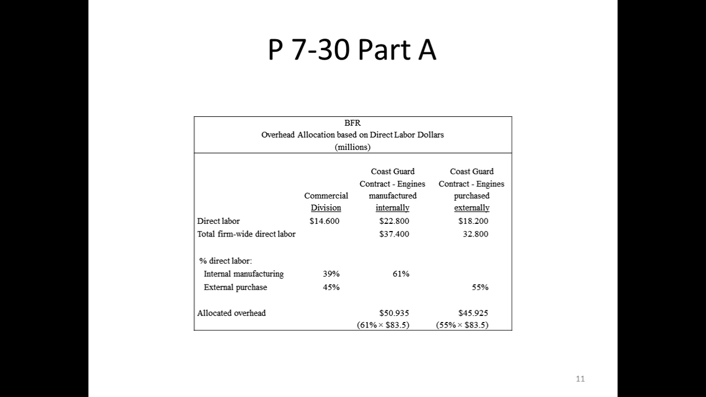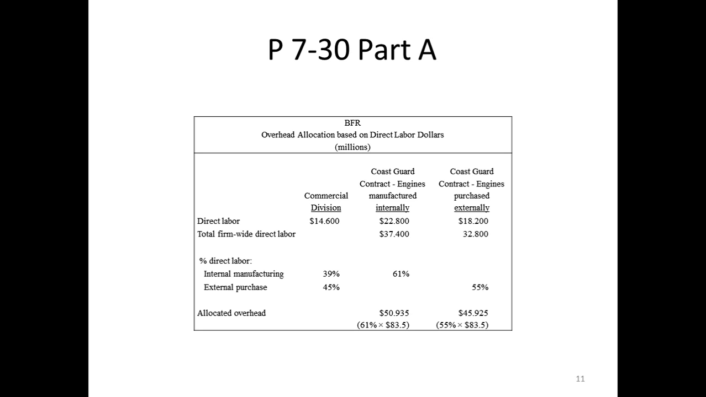Now, using the following table, we can calculate the amount of overhead allocated to the Coast Guard contract depending on whether the engines are manufactured by BFR or purchased from an external vendor. The direct labor will differ, and the allocation then will differ according to the fact that the firm-wide direct labor has shifted.